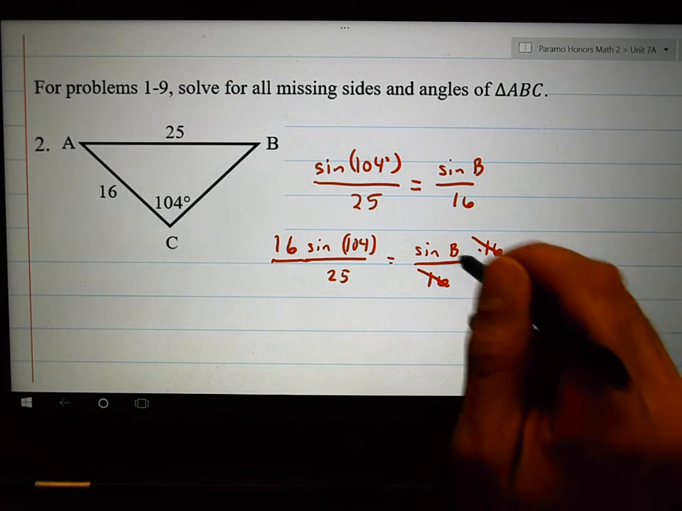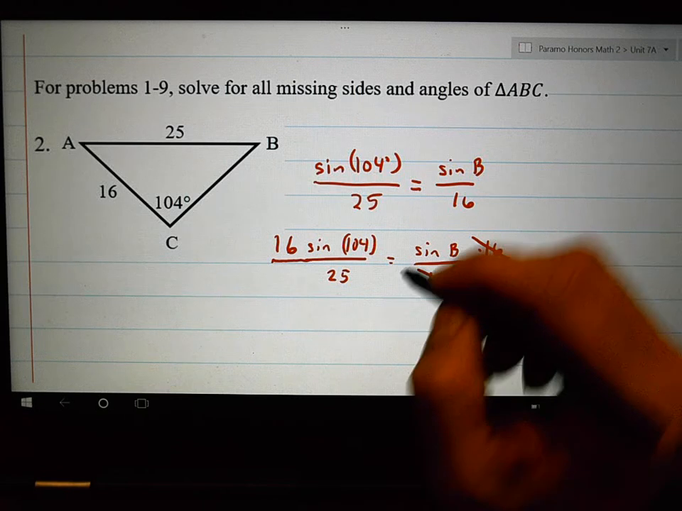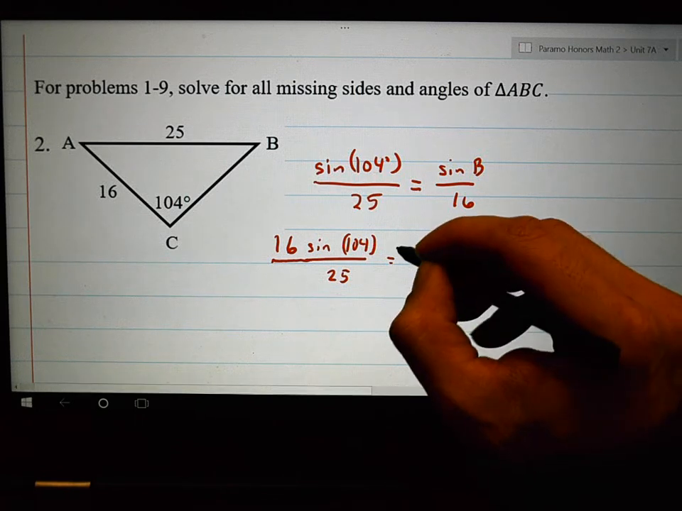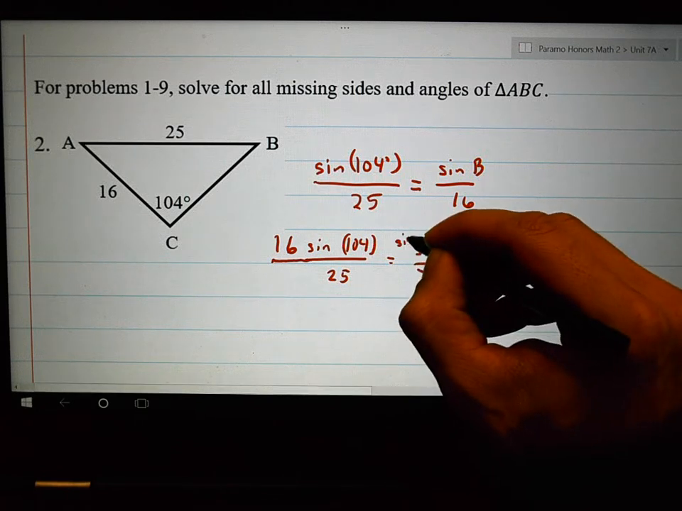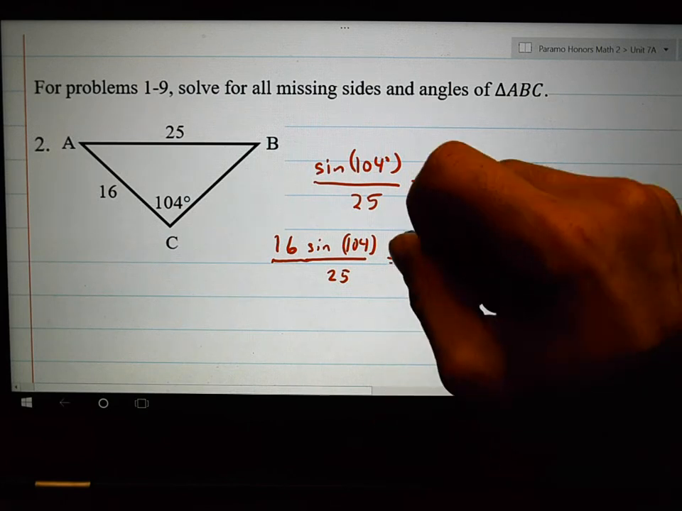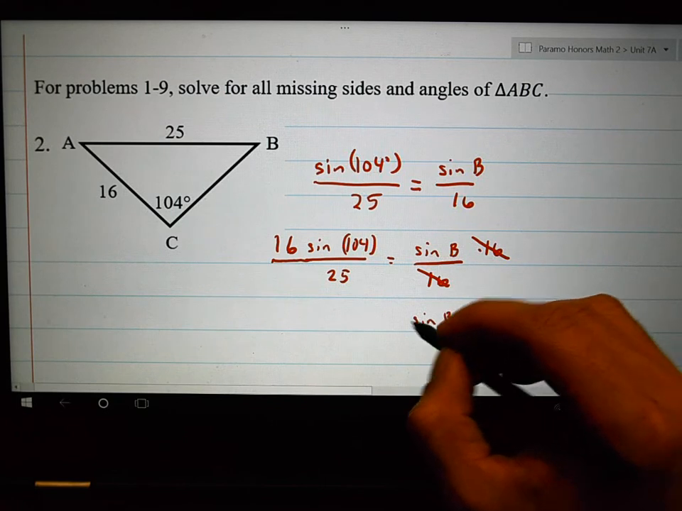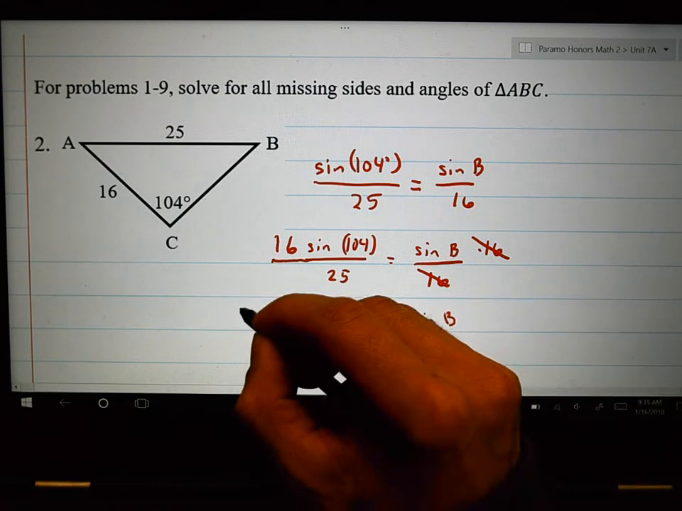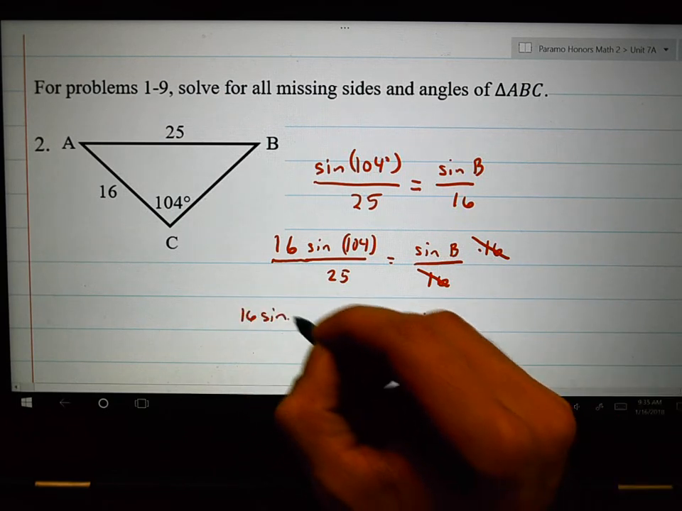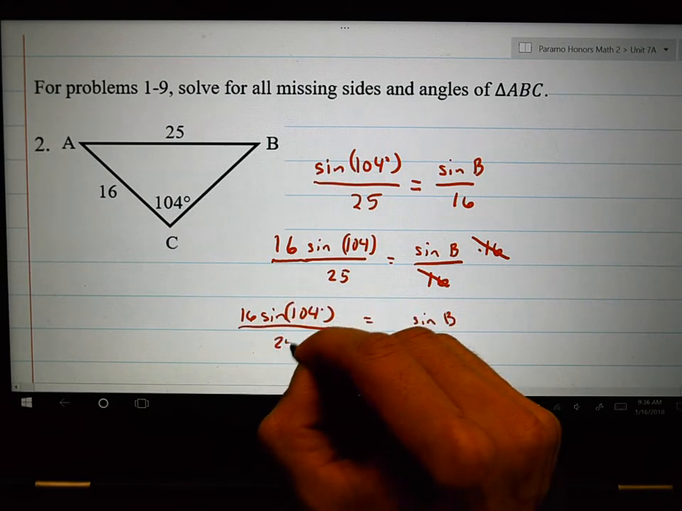I still don't have angle B by itself. There's a sine in front of it. To get the angle B by itself, let me do step 3 down below it just so that I don't confuse you. Sine of big B equals 16 sine of 104 degrees divided by 25.